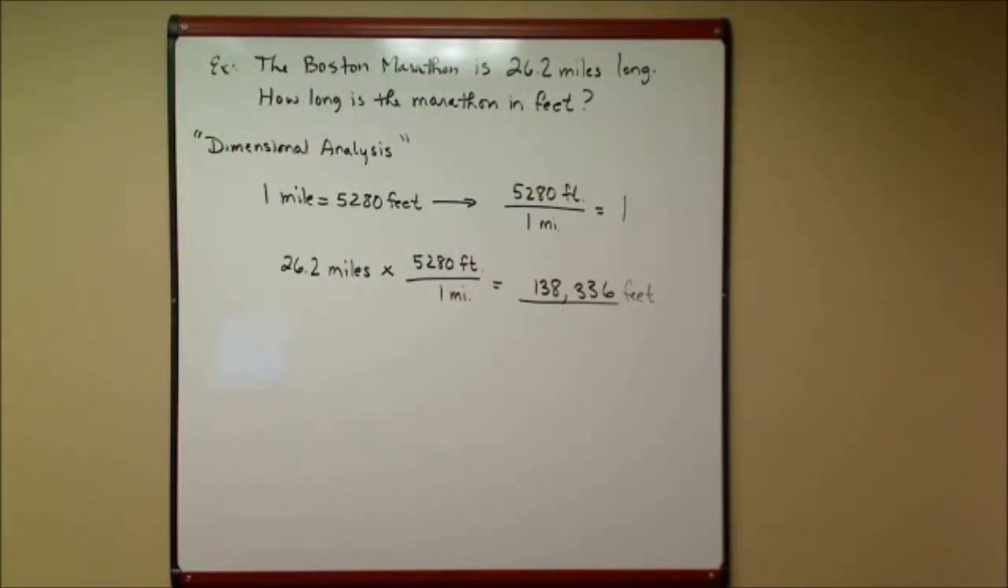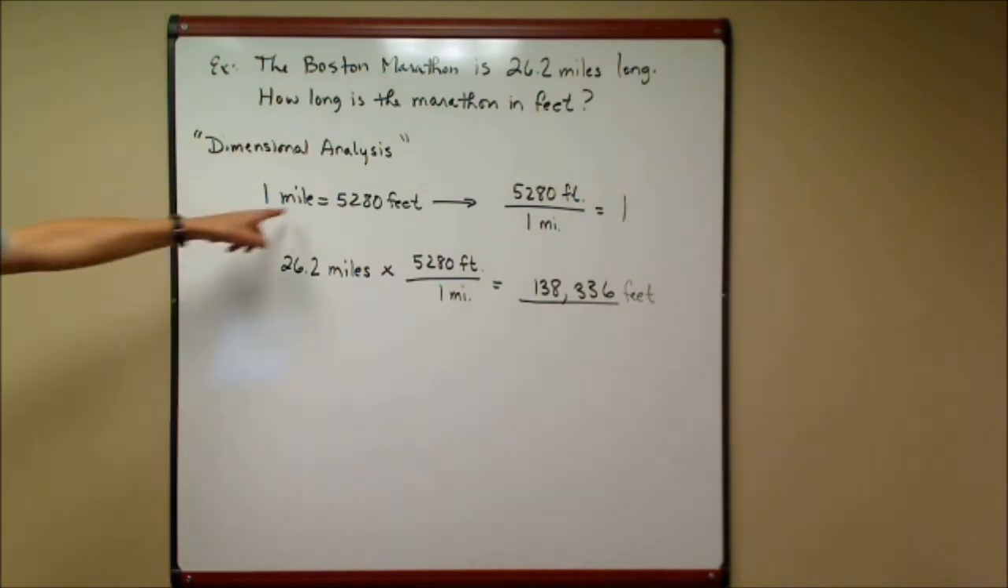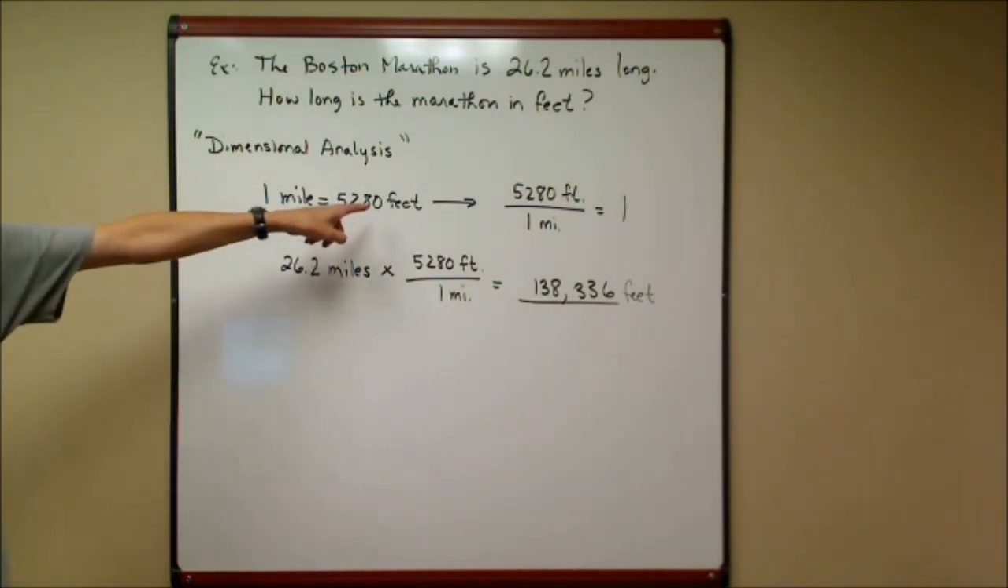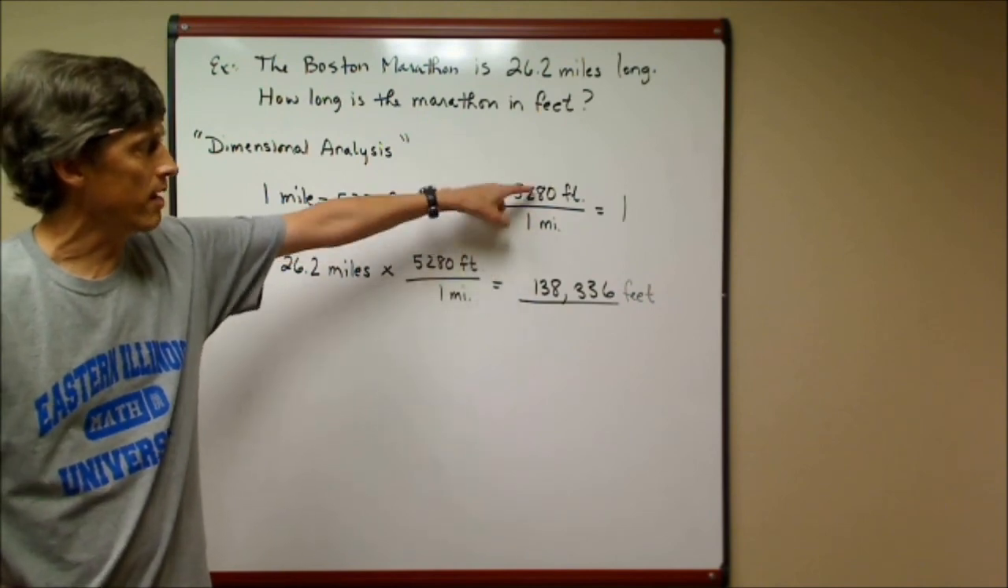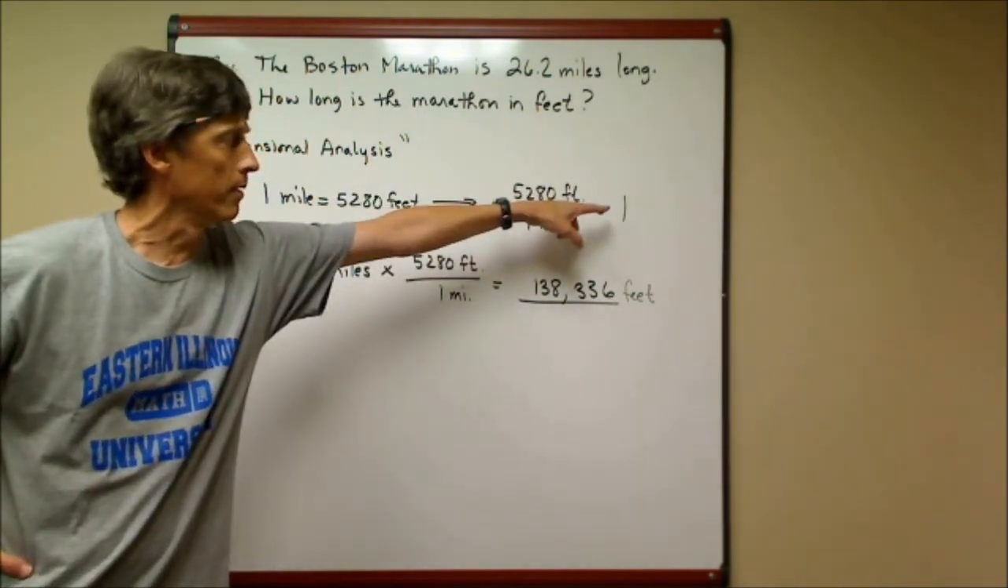Okay, let's wrap this up. The Boston Marathon is 26.2 miles long. How long is the marathon in feet? Well, this is an example of what we call dimensional analysis. You'll do this in some of your science classes as well as some of your math classes. Since we know that 1 mile is 2,800 feet, if I put this over this as a fraction, it's the same exact amount. Anything divided by itself is just 1.